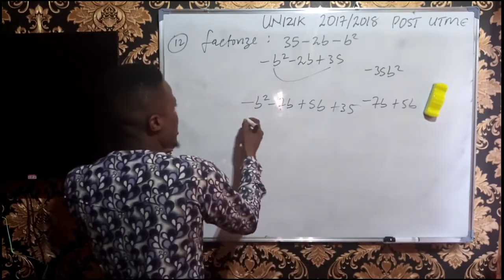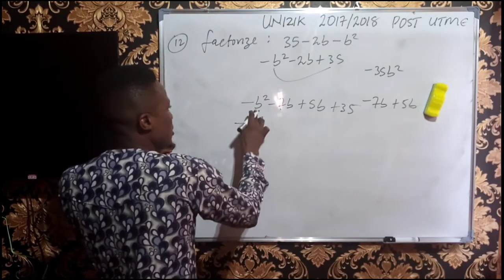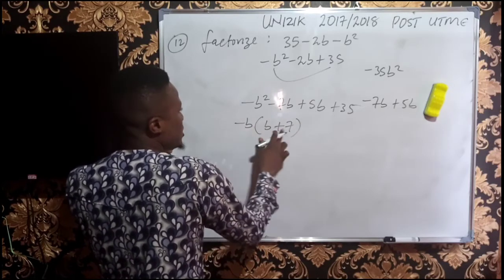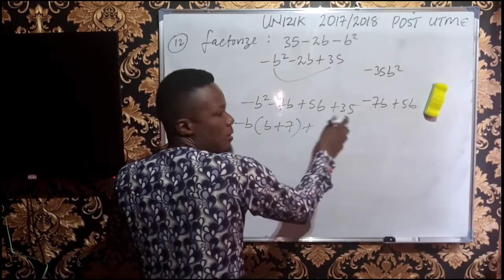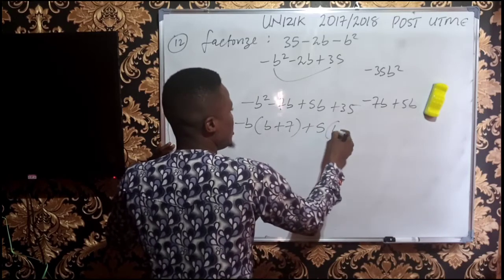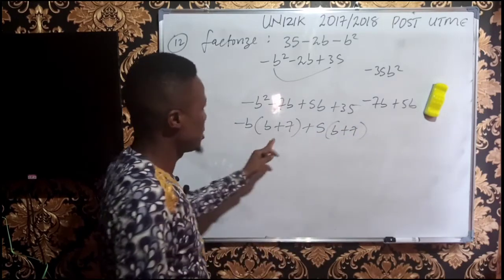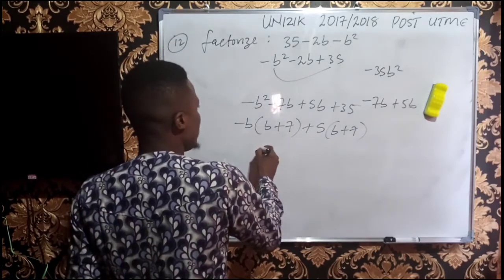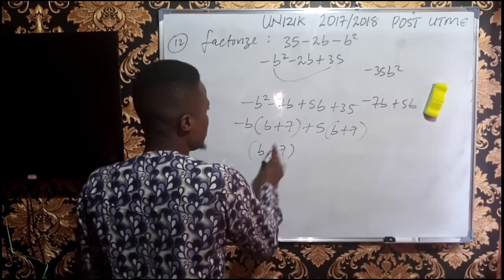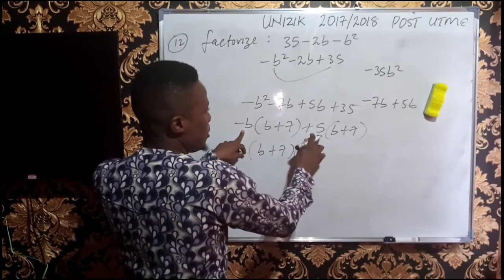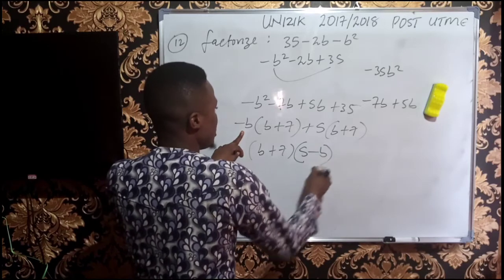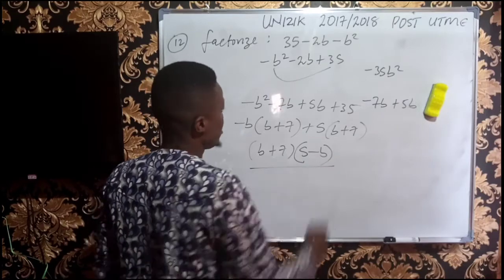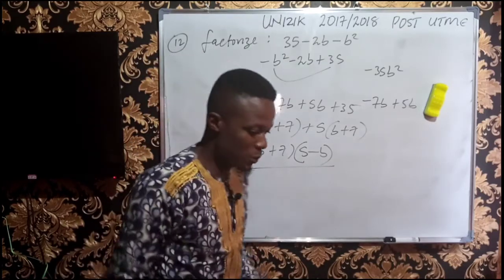The common factor here is just minus b. Divide this by this, and you have b plus 7, because when you divide, it turns positive. Plus, the common factor here is just 5, and this is still b plus 7. You must ensure that the two brackets are the same. If they are not the same, you failed. Then, writing it properly, we have b plus 7, which is common, remaining minus b plus 5, or 5 minus b. Either you write minus b plus 5 or you say 5 minus b. So this is the factorized form of this particular expression.